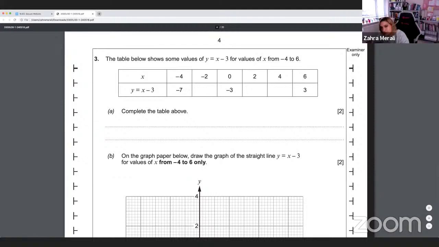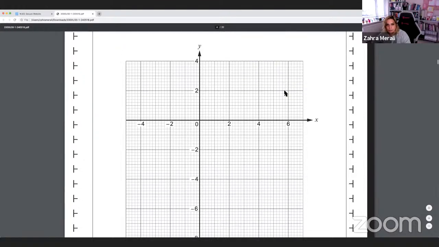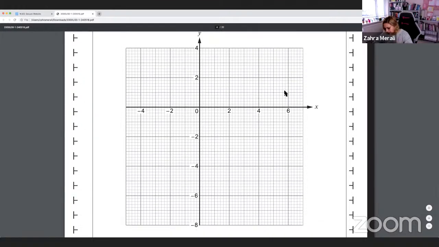Right, maybe we should actually do that. Let's plot our points. Okay, so our points are going to be -4, -7.